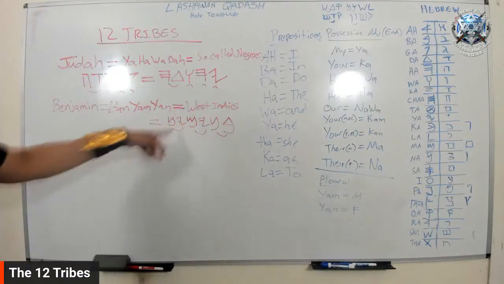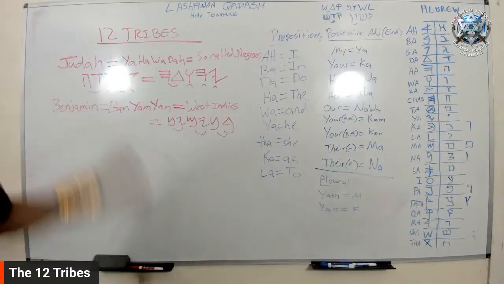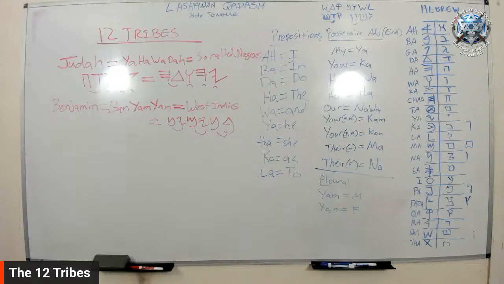Ban, Yum, Yan. There's your tribe of Benjamin. Let me check the board real quick. Let me see how legible this is. I just want to make sure everybody's able to read this properly. I know there's a glare on the screen there on the top left. So Baba Kashah, just deal with that.